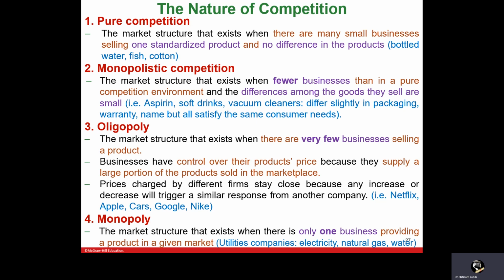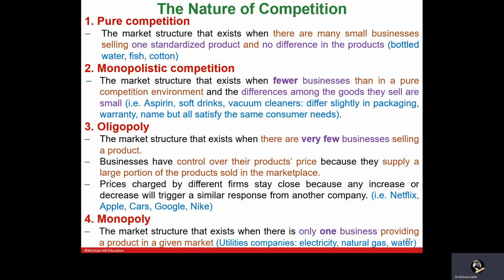So in pure competition, I have many small businesses selling one standardized product that has no differences between the different products or the different businesses selling that standardized product. The second type of competition is monopolistic competition.